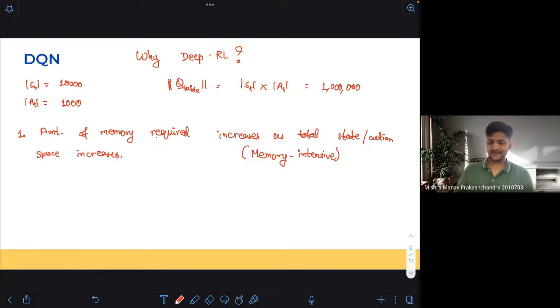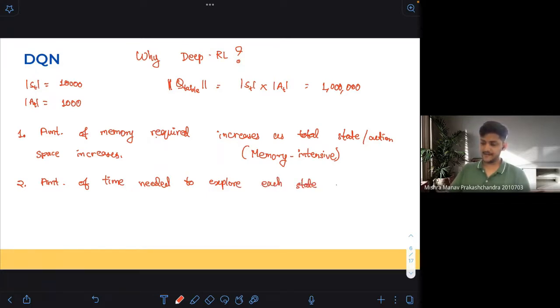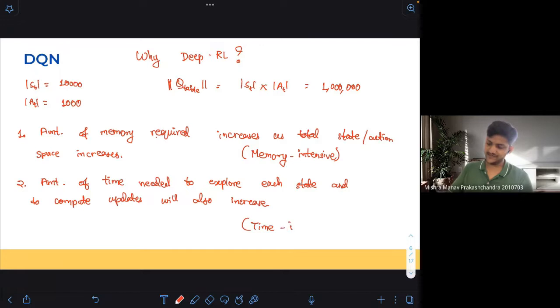And the second thing is that the amount of time needed to explore each state and to compute updates will also increase, correct? So I can say that this is also time intensive.